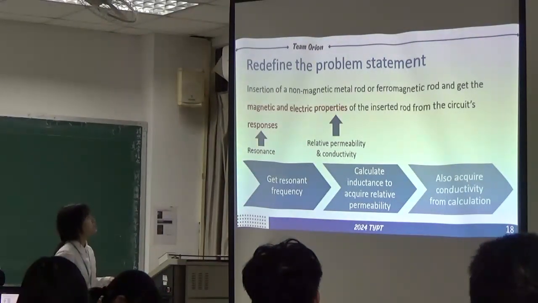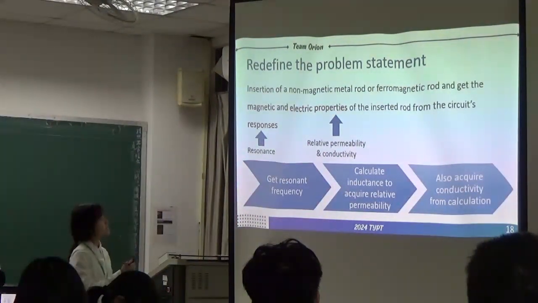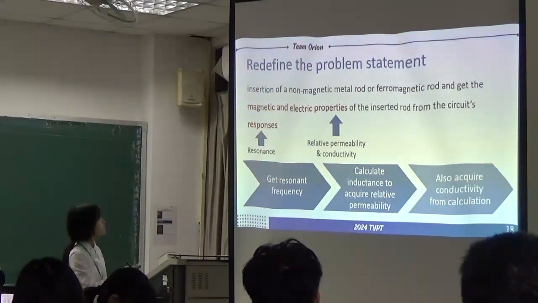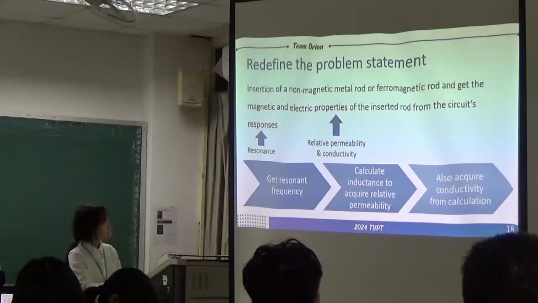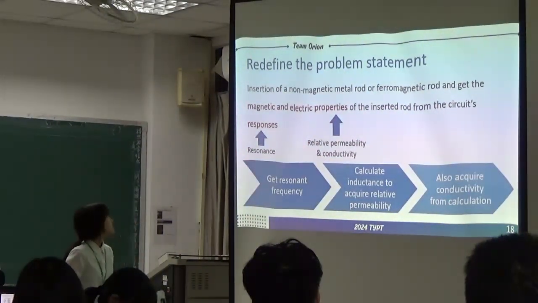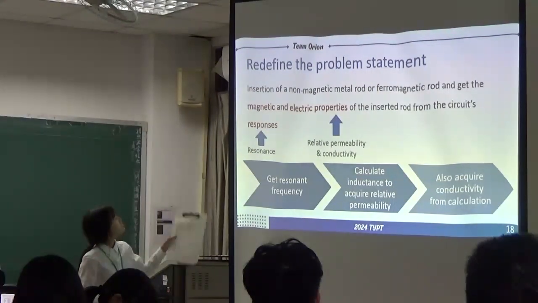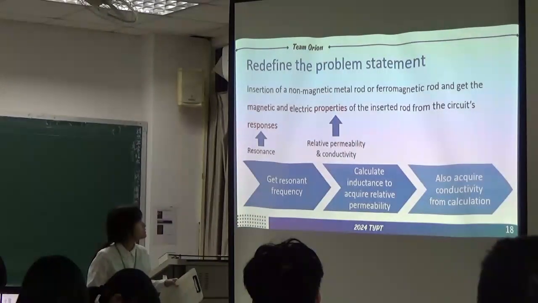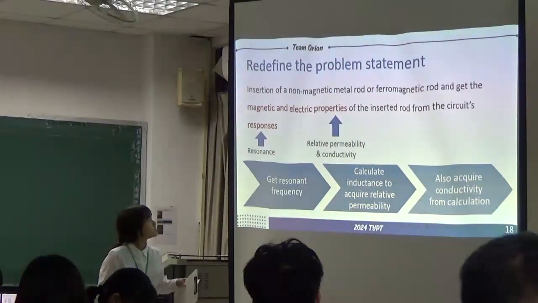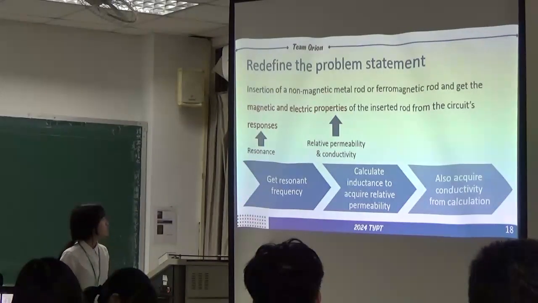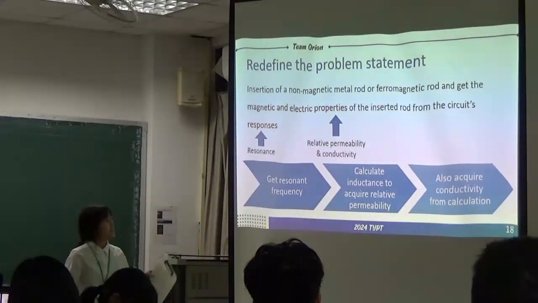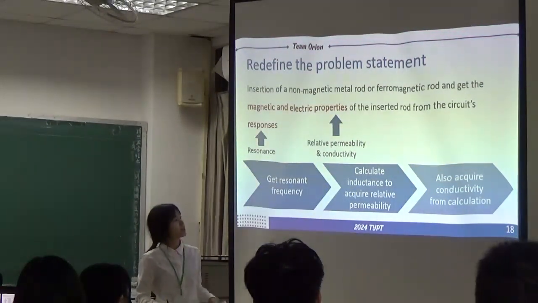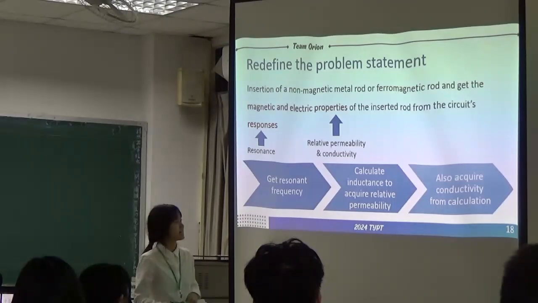Okay, we want to redefine the problem statement. Insert a non-magnetic metal rod or a ferromagnetic rod, and get the magnetic and electric properties of the inserted rod from the circuit. The resonance is about the response. And the magnetic and electric properties are related to the permeability and the conductivity. So we get the resonance frequency, then calculate the inductance to acquire the relative permeability. Finally, we also acquire the conductivity from the calculations.